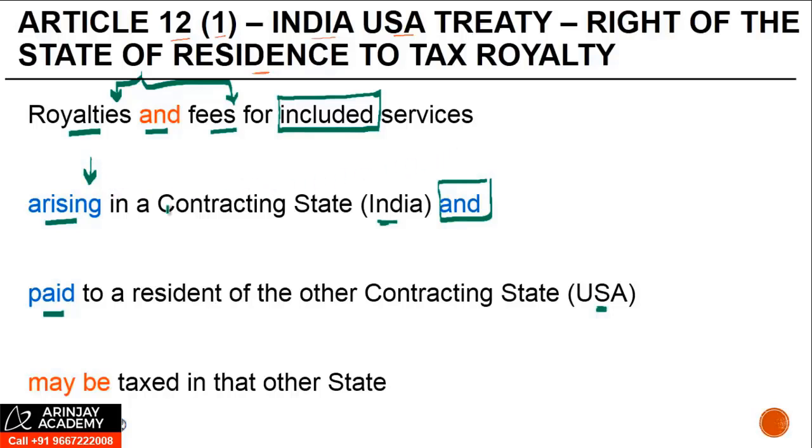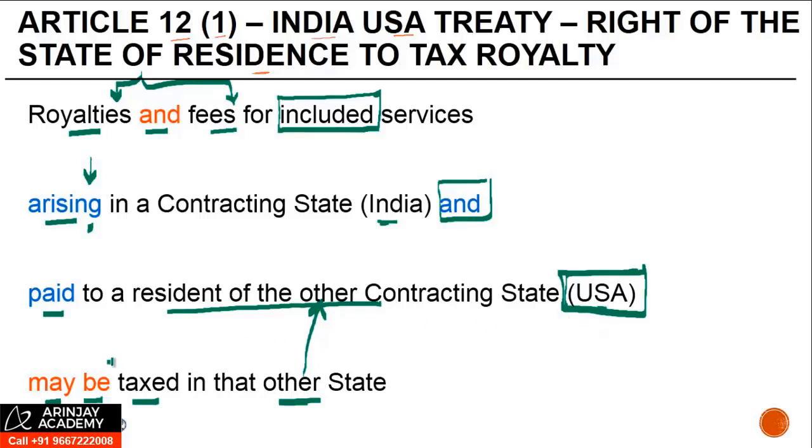And not only should the royalty arise in a contracting state, it should be paid. So if it is only arising but not paid, then in that case, the liability to tax in the hands of the non-resident does not arise. But if the royalty is arising and paid to a resident of the other contracting state, which is USA, in such a case, such a royalty or fee for included services may be taxed in that other state. Which is the other state? The other state is the one which we are referring to here, which is USA.